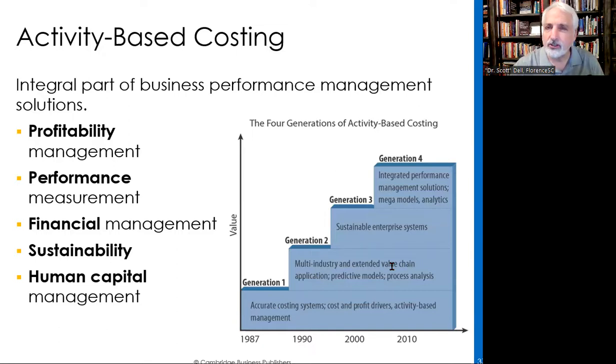But is inspection contributing to the value? Not directly. Do we have other overhead items that may or may not be contributing directly to the value chain? Well, we need to monitor and be aware of those. Third generation is sustainability, and that's getting a lot of press, a lot of direction. And finally, fourth generation, integrated performance management solutions and mega models and analytics. Data analytics is where it's at.